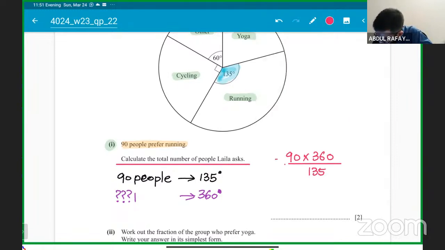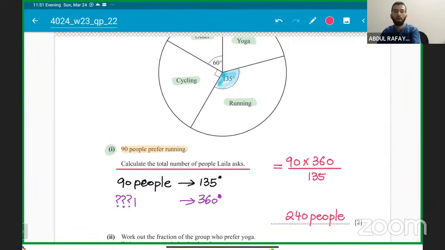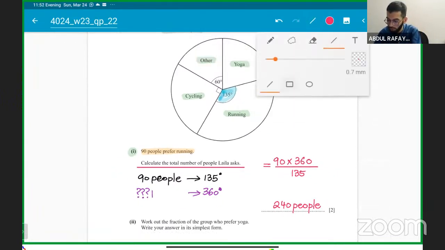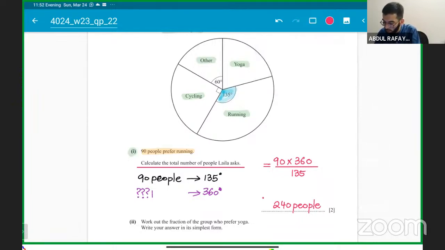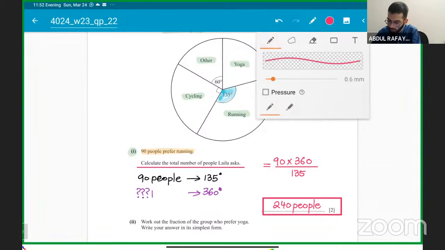Okay, so 90 times 360 divided by 135. I got 240. Hope everyone got it, that there are 240 people that Leila is asking how they exercise: whether they prefer cycling, running, or yoga. So that is the thing here.